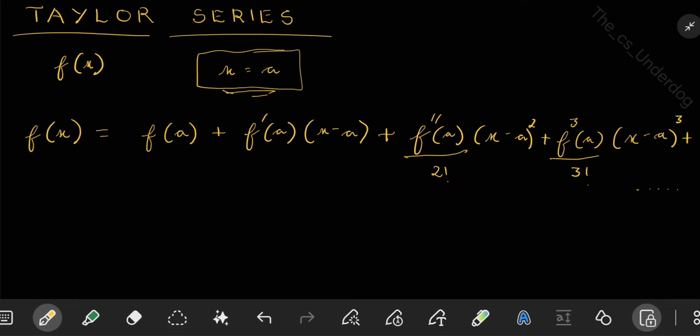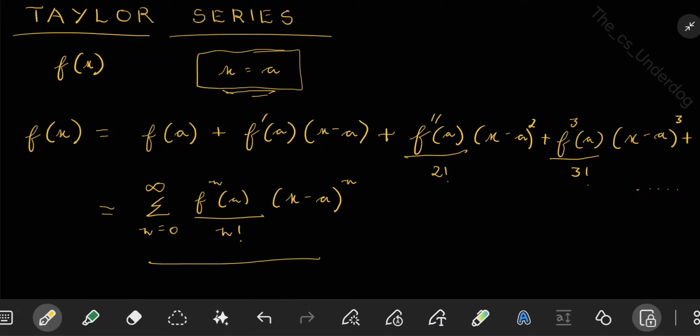So another way of representing the same thing is, this can be written as sigma n equal to 0 to infinity. How can I represent it? f^n(a), the nth derivative of f at a, divided by n factorial, into (x minus a) whole raised to n. So this is called the Taylor series.